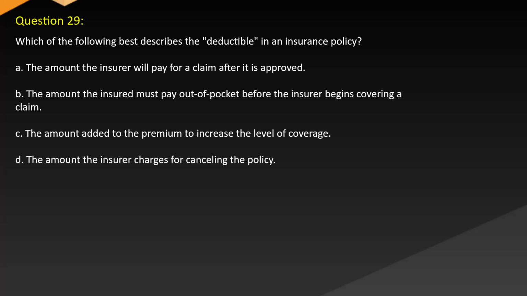A. The amount the insurer will pay for a claim after it is approved. B. The amount the insured must pay out of pocket before the insurer begins covering a claim. C. The amount added to the premium to increase the level of coverage. D. The amount the insurer charges for cancelling the policy.